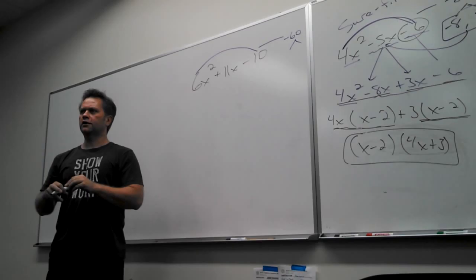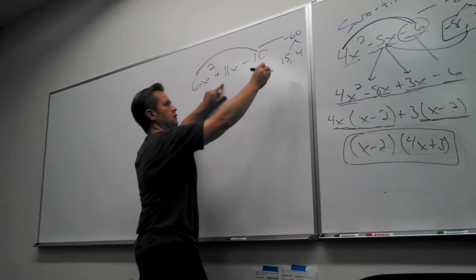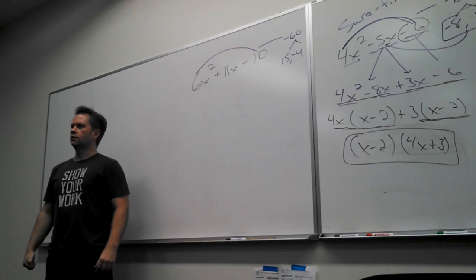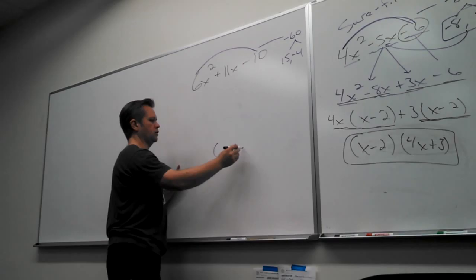Now, we actually did this problem earlier. I don't know if you guys remember, we figured out the factors of 60 that make 11. 15 and 4. In this case, though, the big one's going to have to be positive, so it'll be negative 4. Right. You guys with me so far? We did that one earlier, so we might as well use our work. Good job, past us.